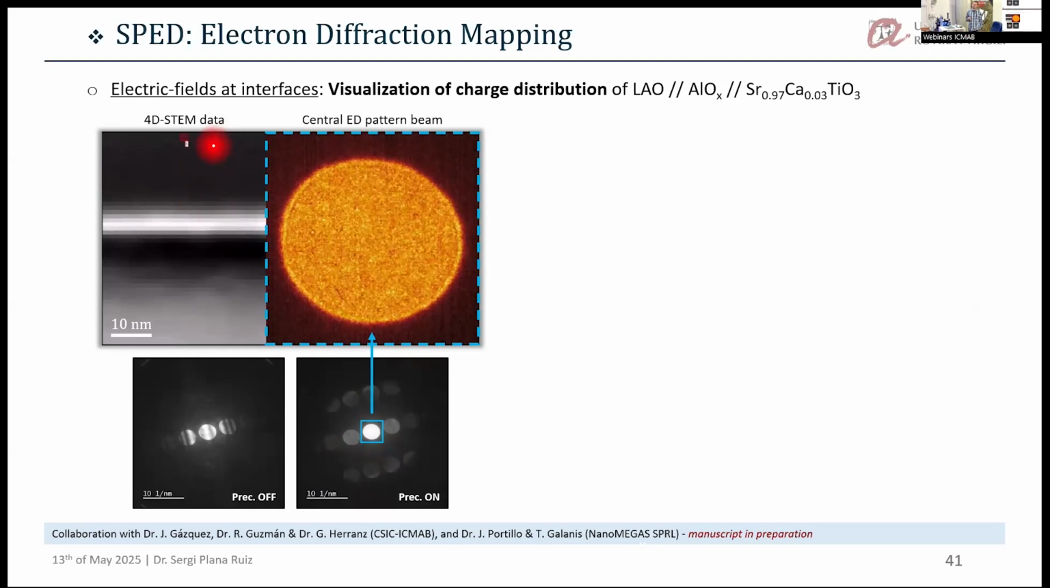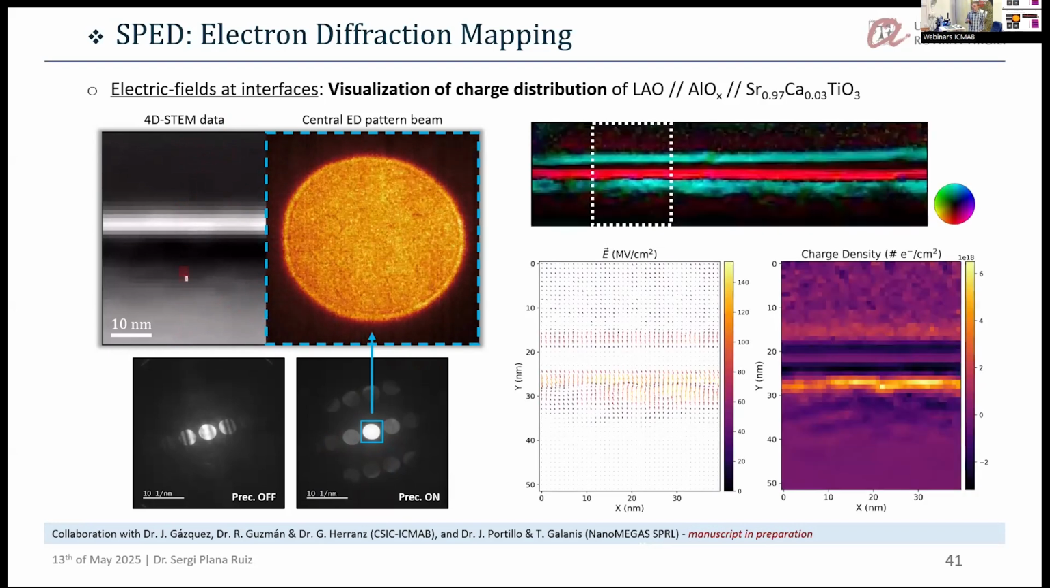So now we have the pattern, the transmitted beam here, we are going through down, and you can see at some point how we have this shift. So we can monitor that shift and obtain the electric field related to that movement. So we could really see that at the STO region, we had this high electric field. And by calculating the charge density, which is just the divergence of the electric field, we could really determine experimentally the visualization of this charge at the interface.